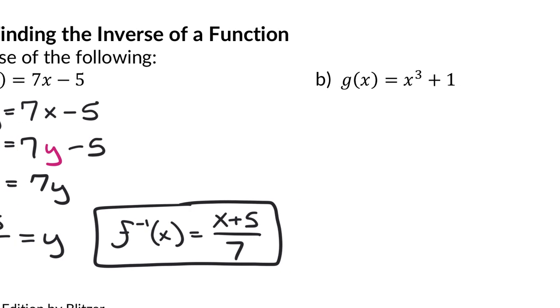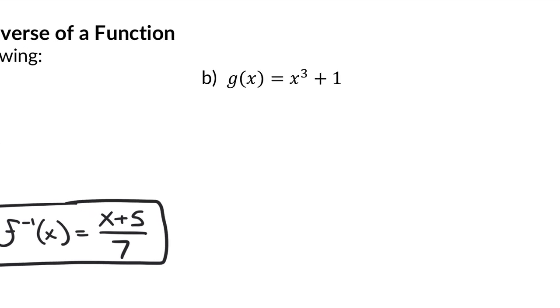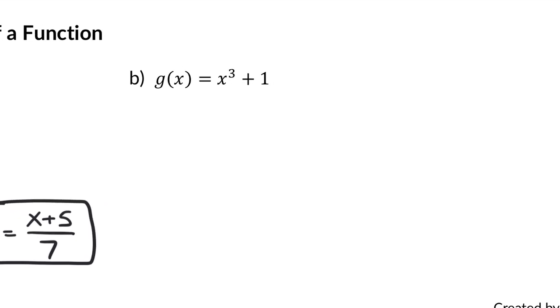You got it. Same thing for B. This time it's going to be called g and g inverse, just FYI. We still start by just replacing g of x with y and then switch their spots and then solve for y. Everybody's so nervous when you try one on your own.